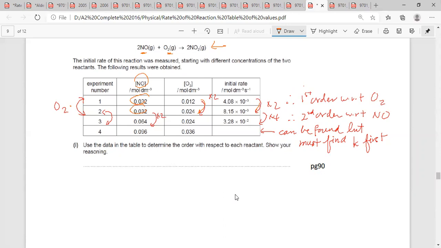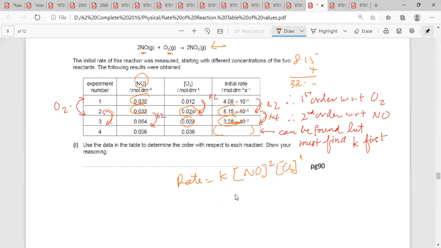First order. All right, so 2 and 3. These two are the same. Here increase by 2 times, here increase by how many times? 4 times now. So you can use the ratio method. Now to find this one here, very simple. Remember your rate law: k concentration of NO. The power we find is what? 2. And O is what? 1.